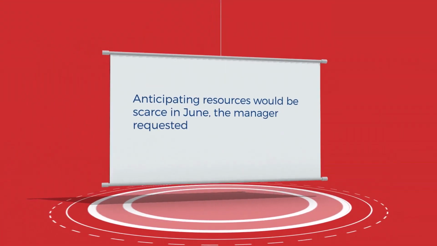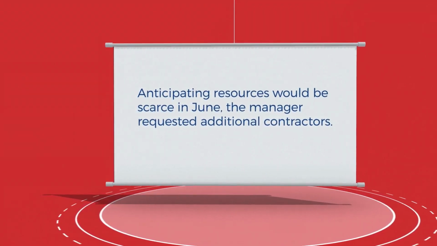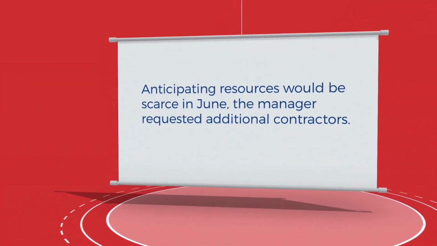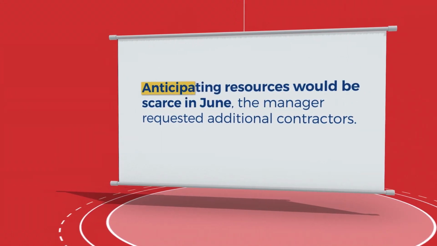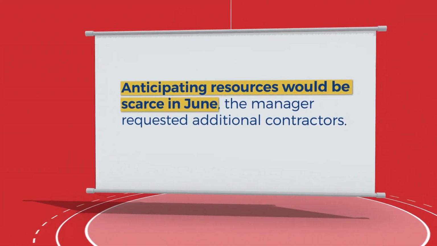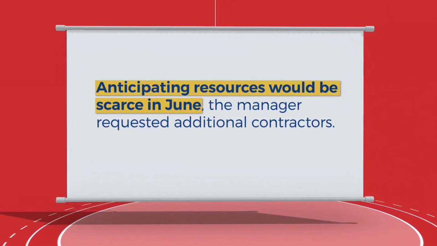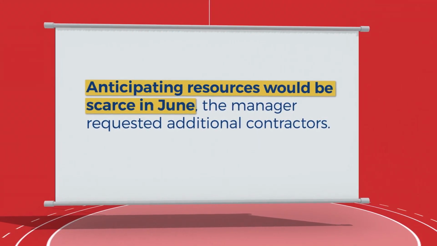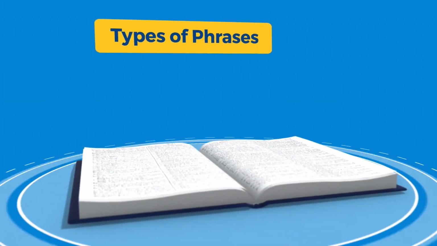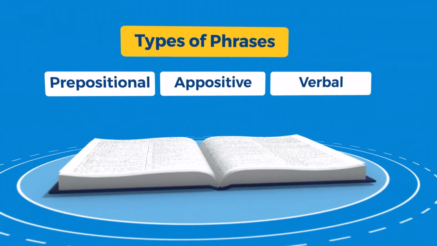For example, in the sentence, anticipating resources would be scarce in June, the manager requested additional contractors. Anticipating resources would be scarce in June has a verbal form but no subject, and it acts as an adjective in the sentence. It describes the manager. There are 3 types of phrase: prepositional, appositive, and verbal.